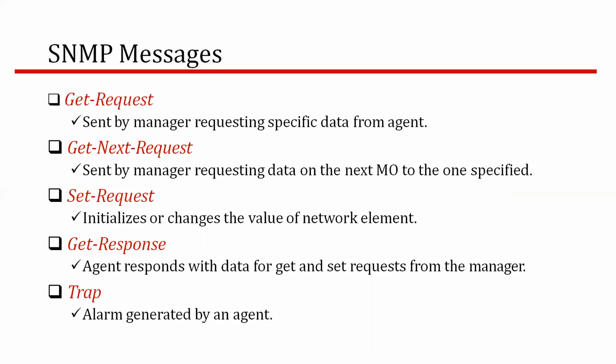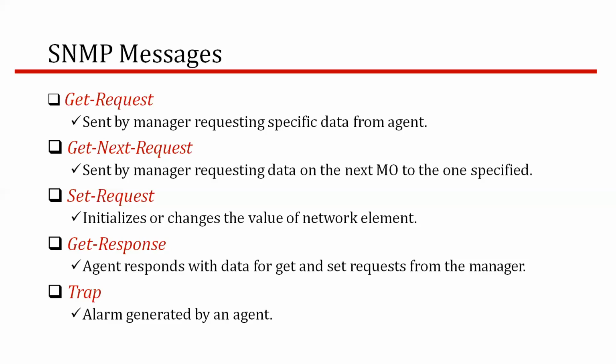Next, set request. It updates the values of objects in the MIB of an agent. The manager sends the agent a request to change the value of a variable. Variable binding is defined in the request. Agent will respond with the new value. Next is get response. Get response returns the value as requested from agent to manager. It is used as a response to set and get requests.